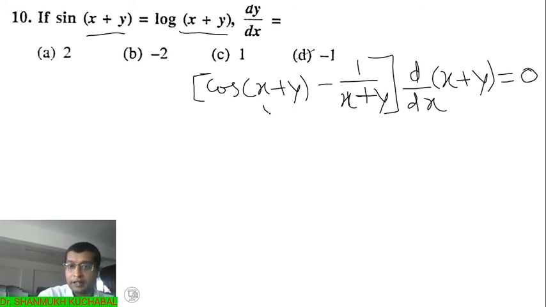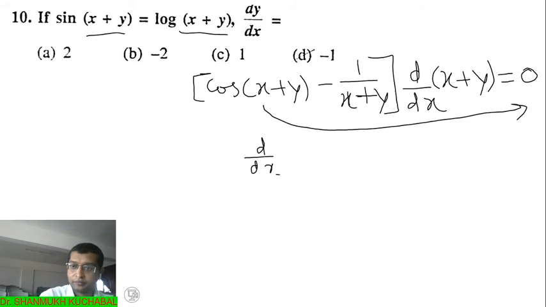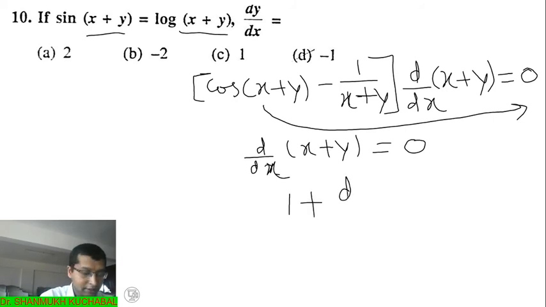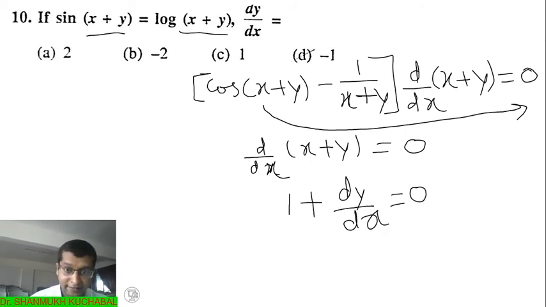Now this quantity we transport to the RHS, it becomes 0. So we get d by dx of x plus y equals 0. Further differentiate this. x differentiation is 1, y differentiation is dy by dx, equals 0. Therefore we get dy by dx as minus 1. Therefore option D is the right answer.